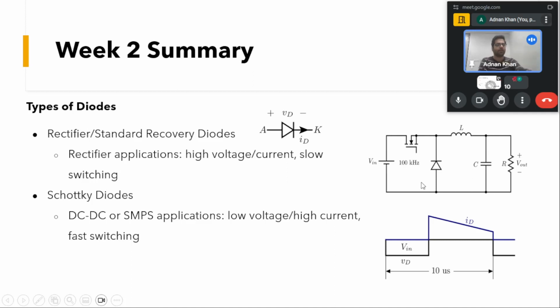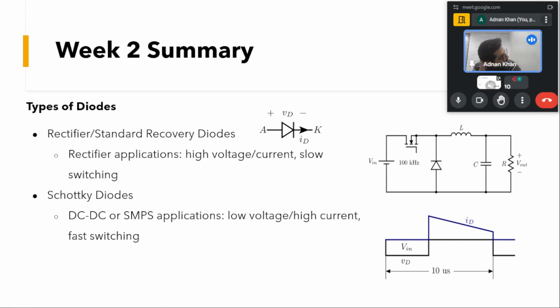Here is a buck converter circuit, where we are switching at 100 kilohertz. What we saw earlier was the rectifier circuit, where the devices are turned on and off once in one cycle at 50 hertz frequency. Here we are turning the devices on and off at 100 kilohertz, and if we have a very high reverse recovery, there will be a lot of losses associated with these components. So what we want here is devices with very low reverse recovery losses.